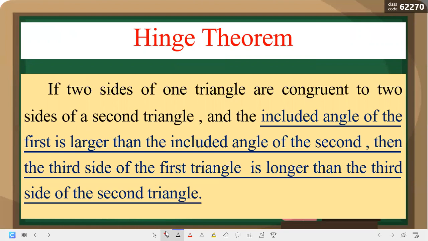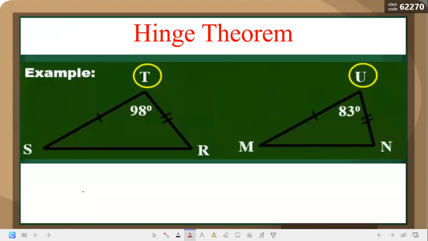So ang pinaka-keyword lang natin dito: kung congruent daw yung dalawang side, and then given po yung dalawang included angle, ito po yung pinaka-keyword. The third side of the first triangle is longer than the third side of the second triangle. So let us have an example. Ayan. So kung makikita natin dito, itong side na ito, tsaka yung side ng kabila ay congruent. Also with this one, congruent doon sa kabila. So ang given dito is yung included angle.